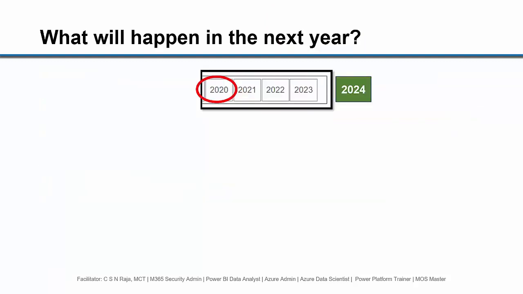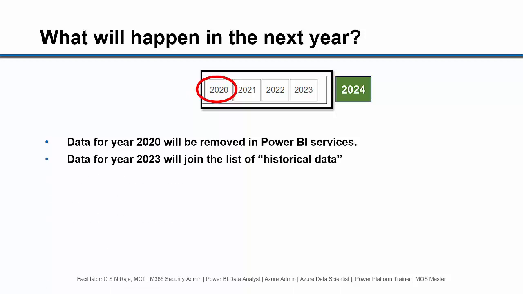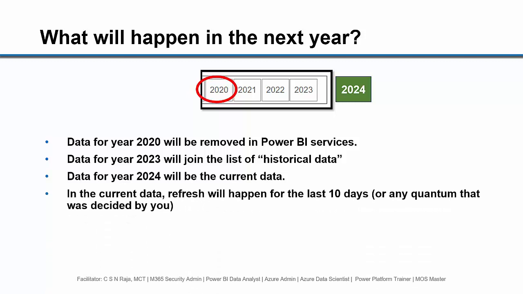You may now ask me a question. Hey, Mr. Raja, what will happen the next year? Let us say we have crossed 2023 and we have in 2024, what will happen? Data for year 2020 will be removed in Power BI services. Data for the year 2023 will join the list of historical data. Data for the year 2024 will be the current data. In the current data, refresh will happen for the last 10 days or any quantum that was decided by you.